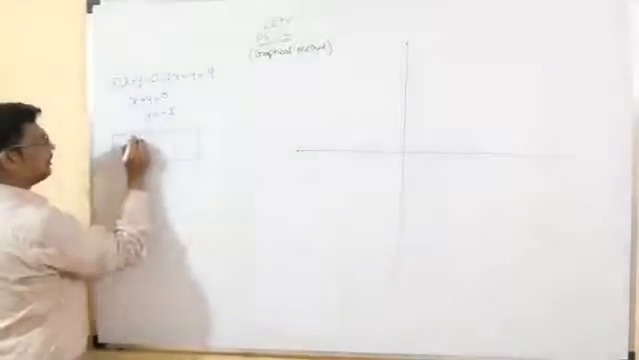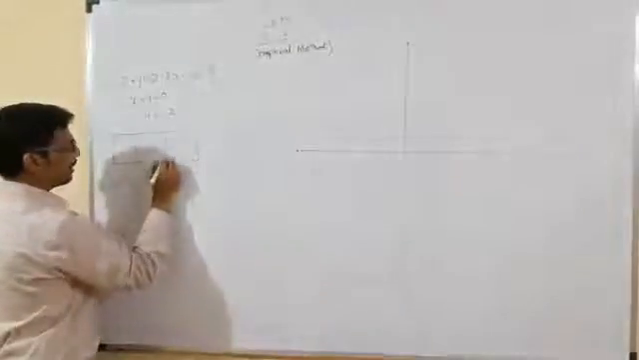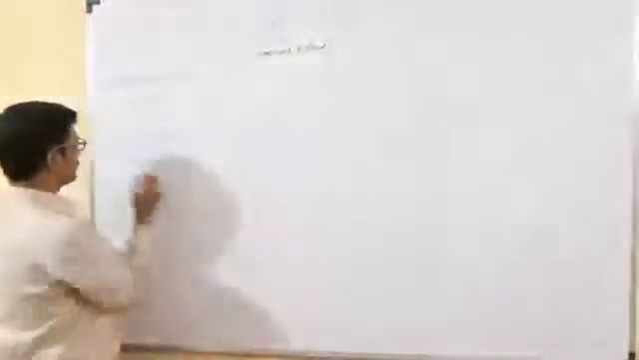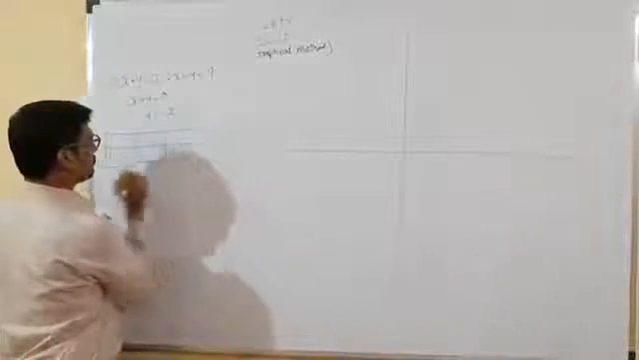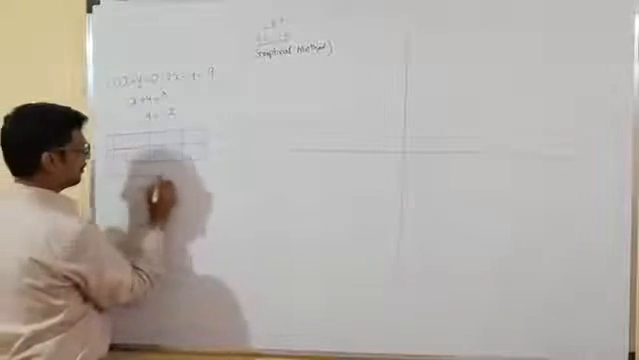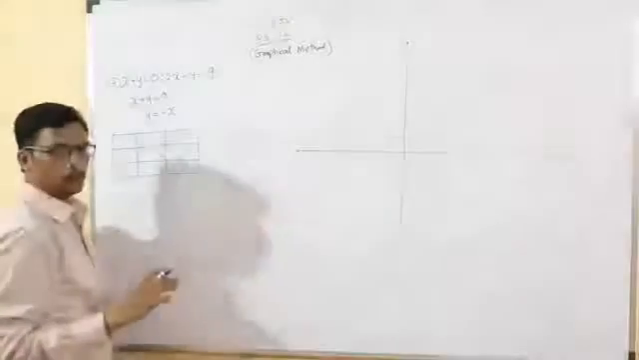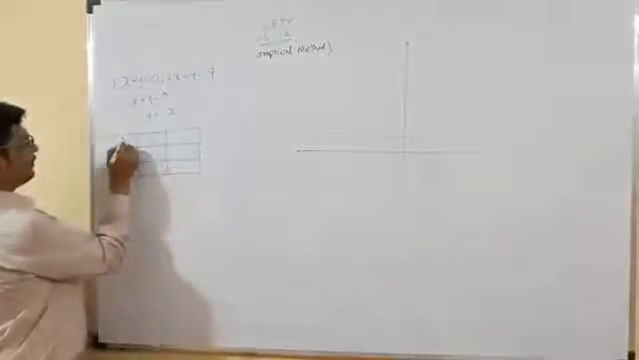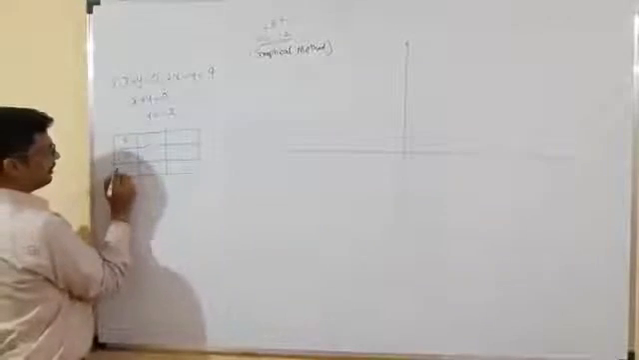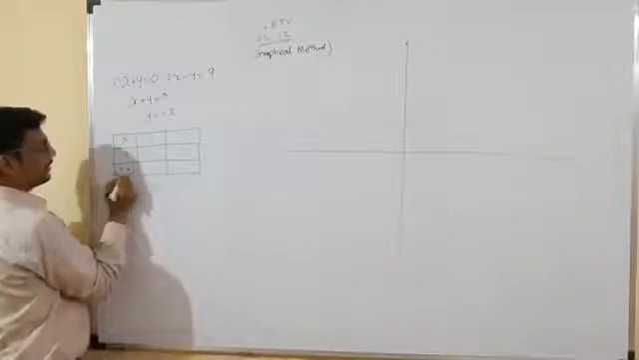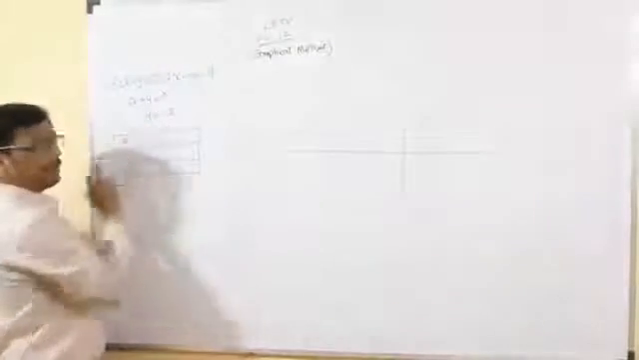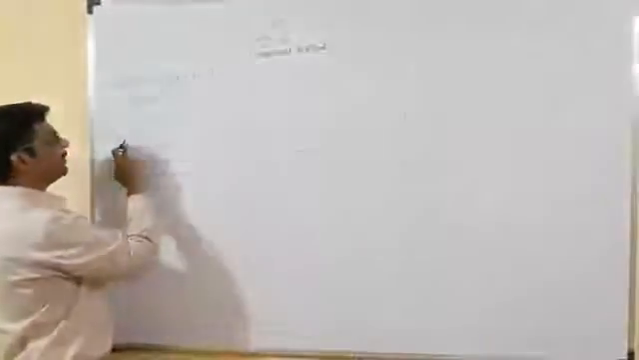Now I will draw a box. In that box I am going to make 3 columns. See, there are total 9 boxes. First is for x, second is for y, and third is for x comma y. Now I will assume the value of x. You can assume anything.